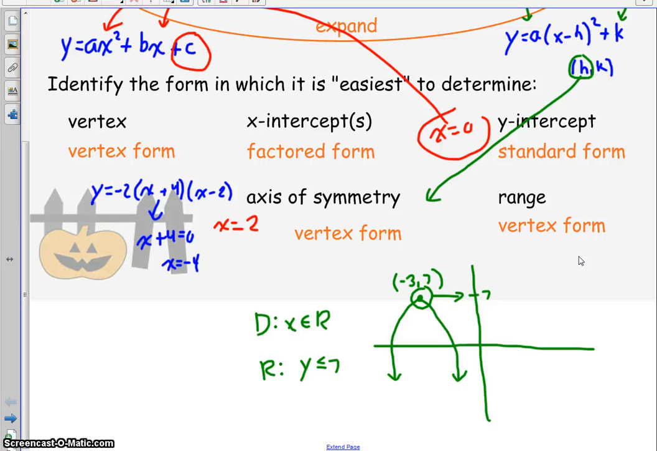It's the easiest way to get the vertex, axis of symmetry, optimal value, and also the range. Okay, so with that in mind, let's keep working.